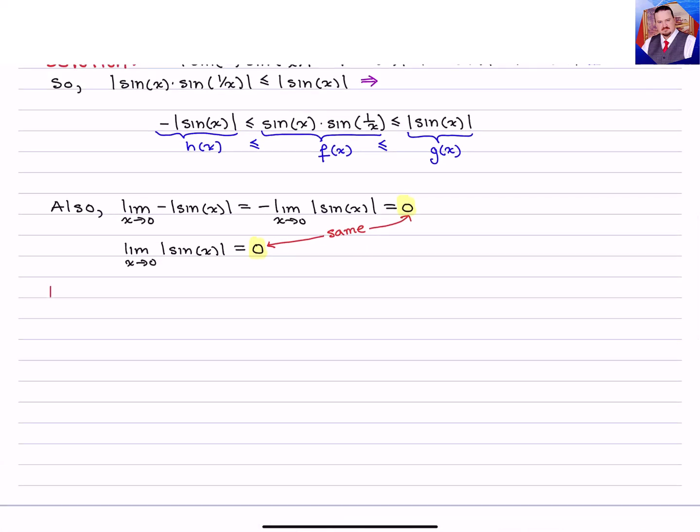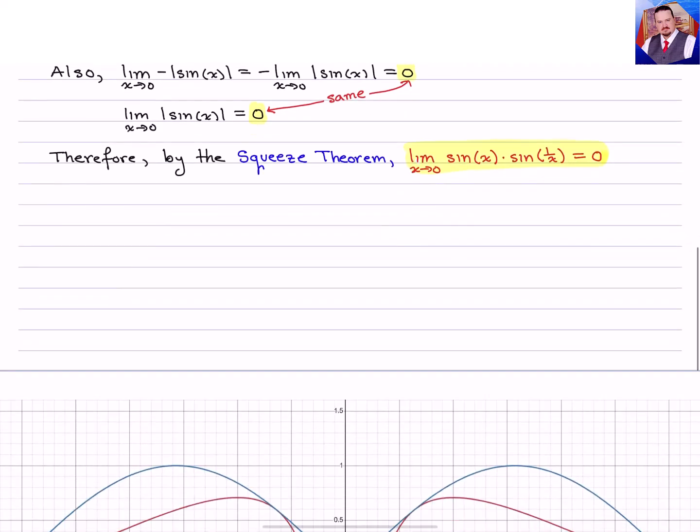So by the squeeze theorem, this is the final conclusion, the limit as x goes to 0 of sine of x times the sine of 1 over x is 0, and that completes our proof of this limit via the squeeze theorem. Now let's look at the graphs. I have the graphs here.